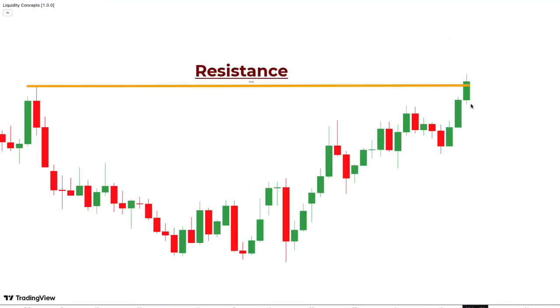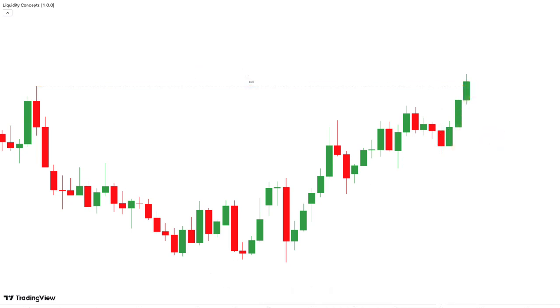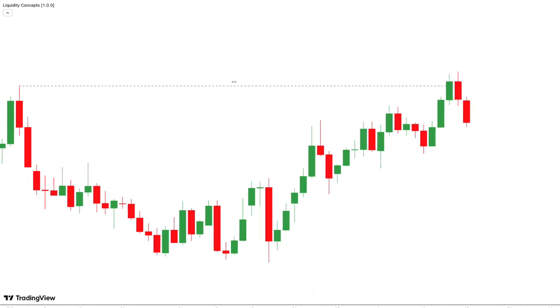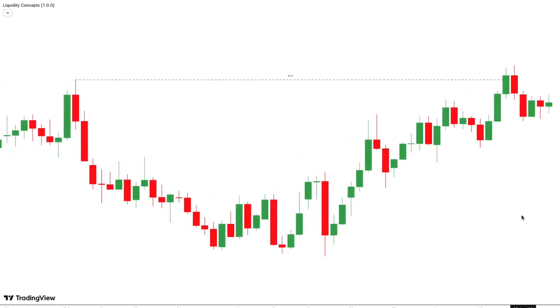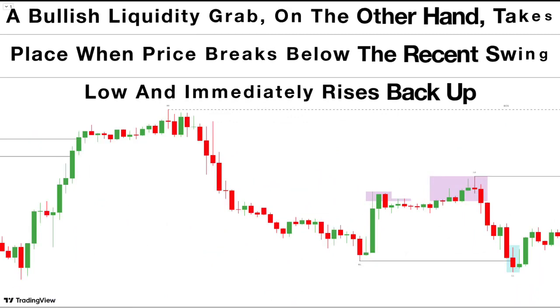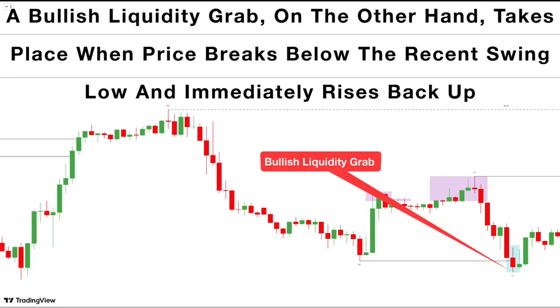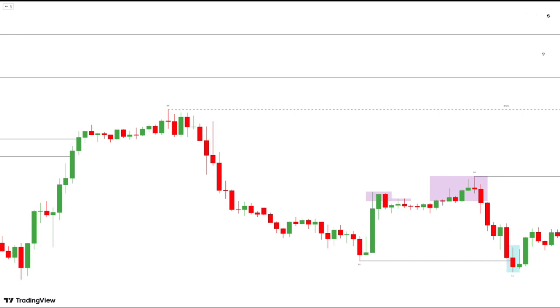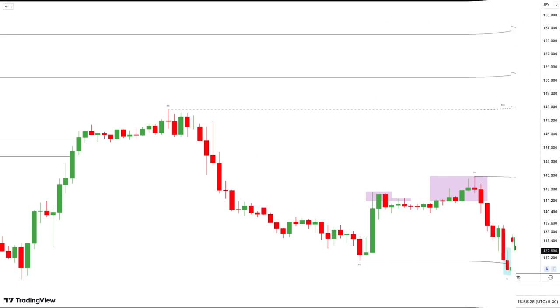A bearish liquidity grab occurs when price breaks above the recent swing high and immediately falls down. A candlestick with a large upper wick is formed. A bullish liquidity grab, on the other hand, takes place when price breaks below the recent swing low and immediately rises back up. A candlestick with a large lower wick forms when this happens.